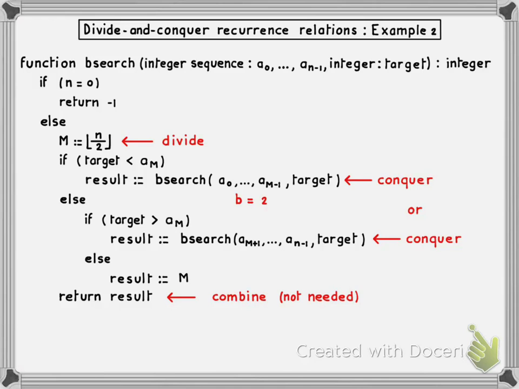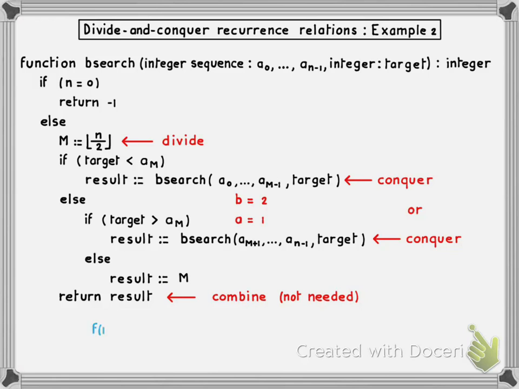Now, we have to be careful when we determine the value of a. Remember, a is the number of recursive calls that this algorithm is going to perform. And remember, that number here is not 2 because there's an if statement, and only one of these recursive calls is actually performed, and therefore a in this case is equal to 1.